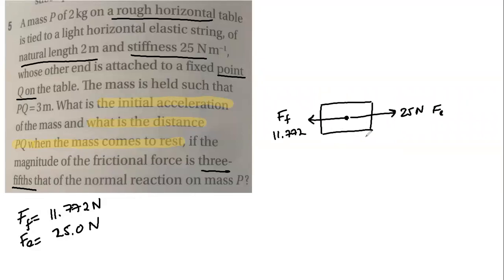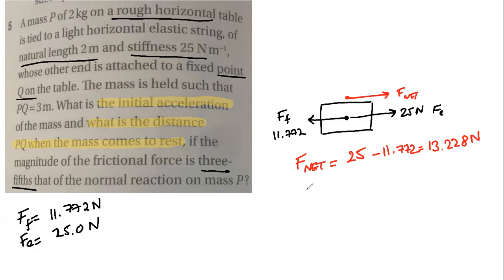Well, I'm sure all of you would say that simply it's the difference between them: 25 minus 11.772. So let me put that as F net, the net force, and of course towards the right is the larger one. So F net is simply 25 newtons minus 11.772. If I do that on my calculator, I get 13.228 newtons. This is my net force.